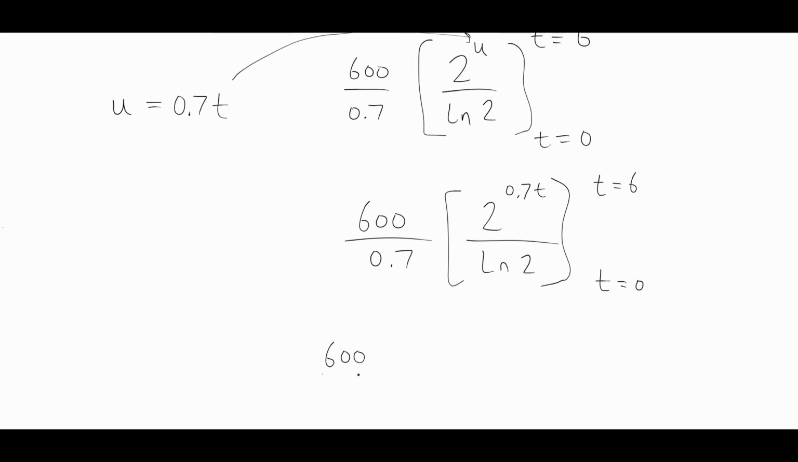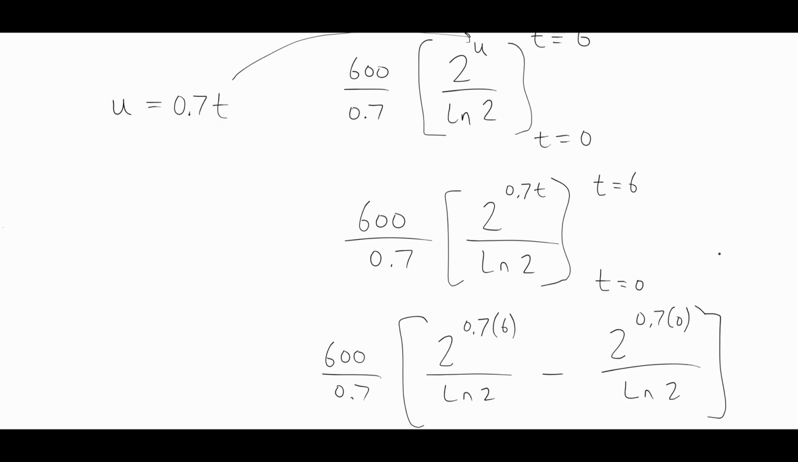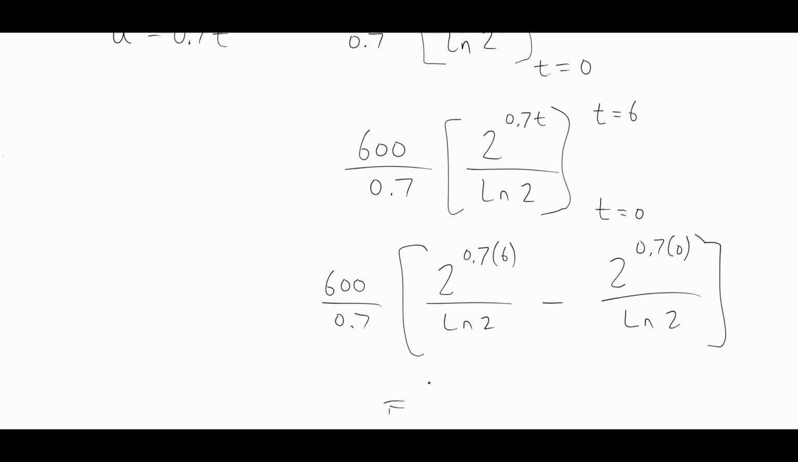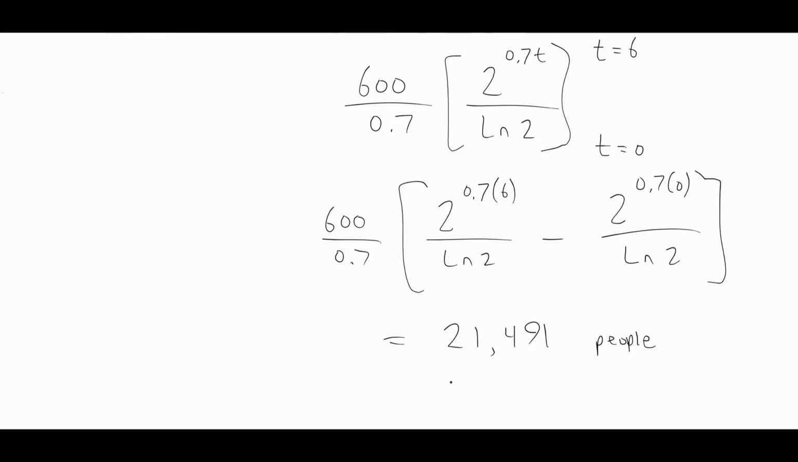So we'll get 600 over 0.7, 2 to the 0.7 times 6, and then we'll have 2 to the 0.7 times 0. And let me just put that into calculator here. 21,491 people. So that should be the change in population from 2001 to 2007.